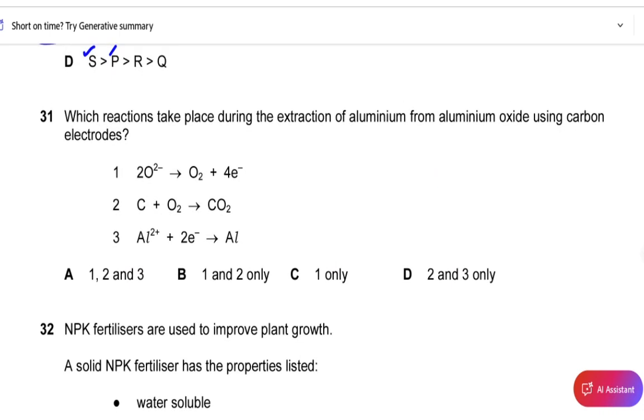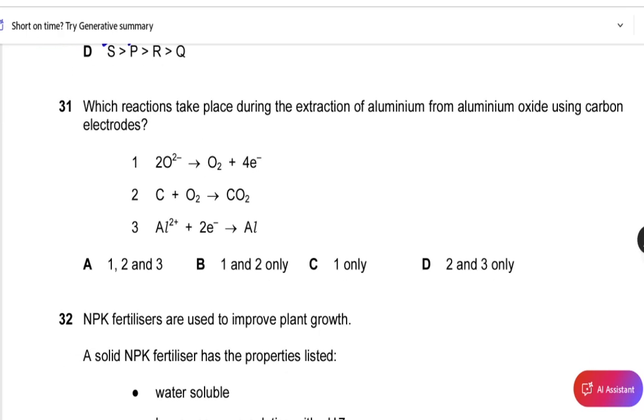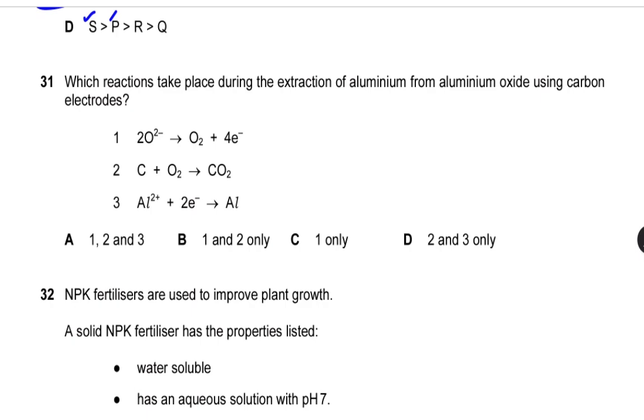Which reactions take place during the extraction of aluminum from aluminum oxide using carbon electrodes? Okay. This reaction is correct. This one is also correct. The anode is going to react with the oxygen which is produced here. This is wrong, Al has a 3 plus charge. So the answer will be 1 and 2 only.